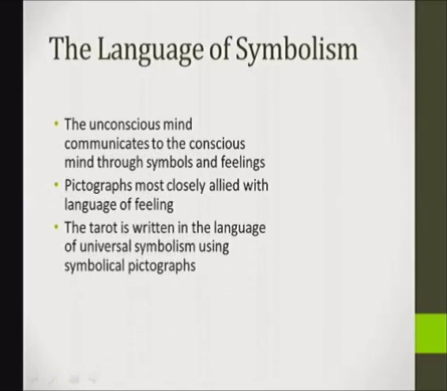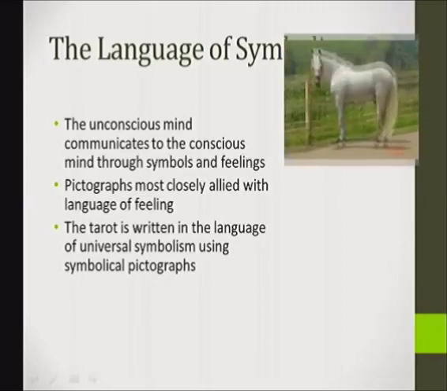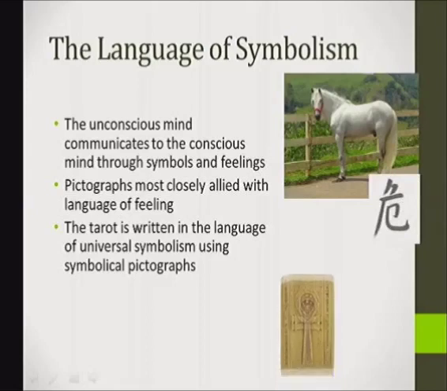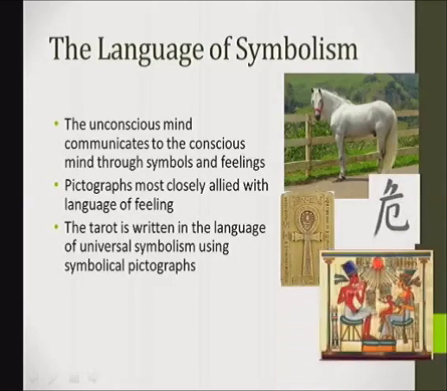All right, the Tarot is written in the language of universal symbolism using symbolical pictographs. And that's what we're learning about over the next 4 weeks. Now, personal symbolism versus universal symbolism. In universal symbolism, a white horse might have a very specific meaning, purity of thought or movement. These are all different symbols that have been used throughout time.